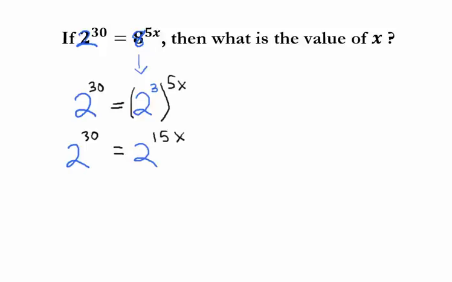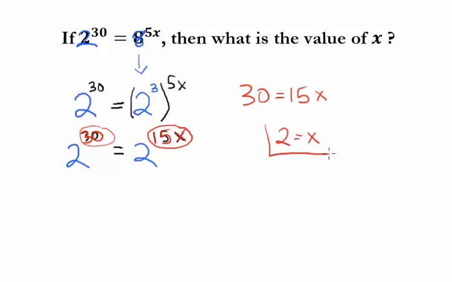And now I'm in business, right? Now that I have the same bases, now I can make them equal, right? Since these two expressions are equal, I can say, well, this is true only if the exponents are equal to each other. And now, right, this is a nice, easy equation. So 30 equals 15x, so x is going to equal 2, okay?